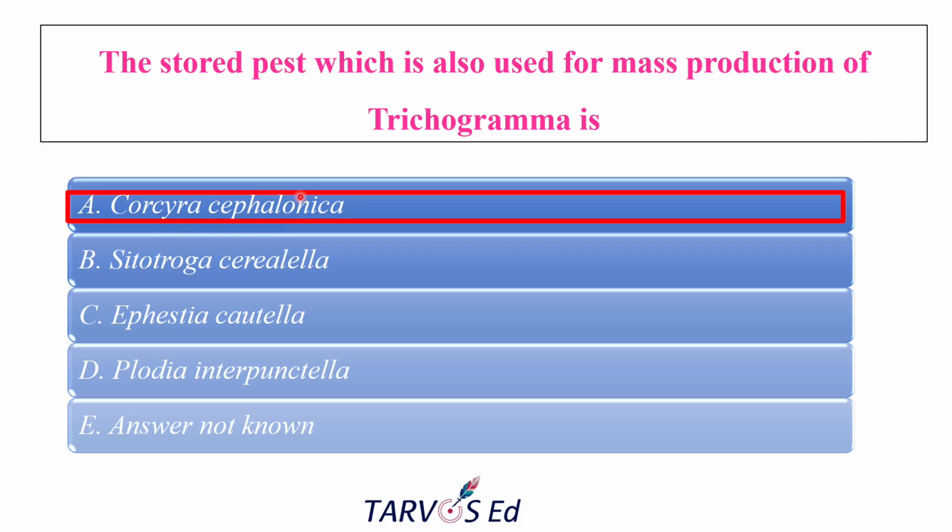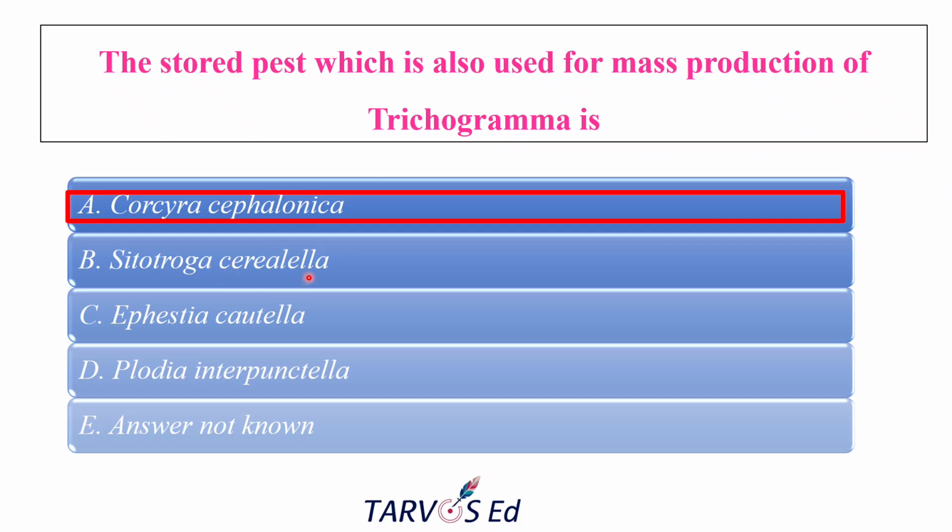This is the stored grain rice moth. It is very easy to culture on sorghum, maize, and so on in the lab. It lays thousands of eggs, which are large and UV treatable. Trichogramma readily parasitizes the Corcyra eggs, so this is the perfect host for mass production of this parasitoid.